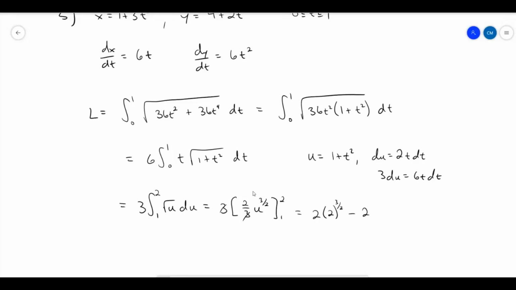Okay, so there it is. That then is the length of the arc of that parametrically defined curve, if we let it trace out part of the curve that goes from t equals 0 to t equals 1.